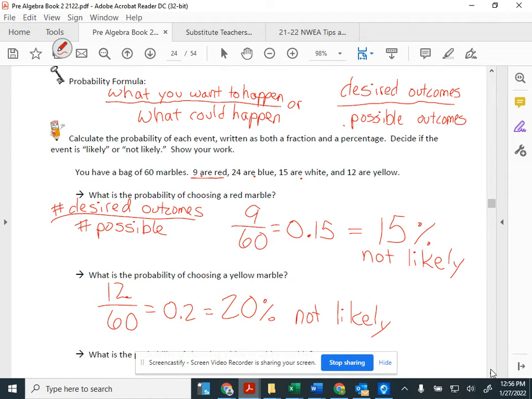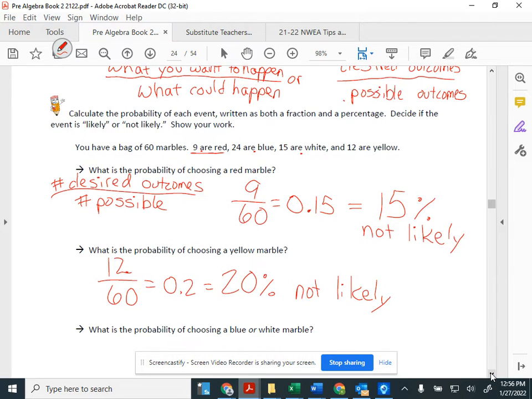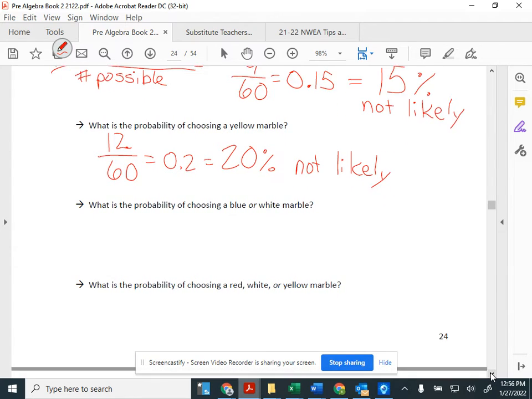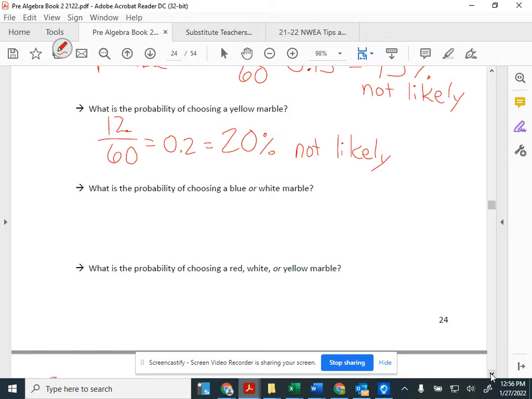So as we're going down, we have to look. Oh, the next one says blue or white. So what do we have to do to solve that one? Joseph? You have to add the amount of blue and white marbles. We have to add the blue and white together, and you have to divide that by 60. So how many blue and whites are there? Joseph, are you counting? 39. 39. So we added the blue and the white together out of 60 marbles.